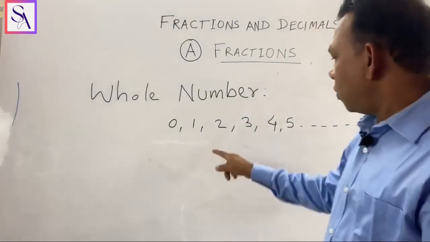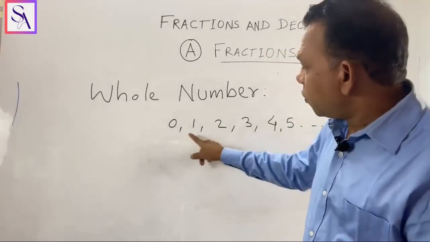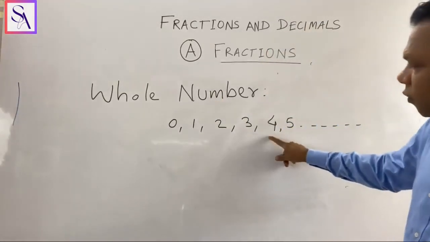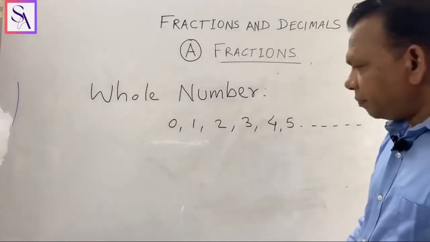That's why it is called whole number. And whole numbers start from 0, 1, 2, 3, 4 and 5, right? This is about whole numbers.